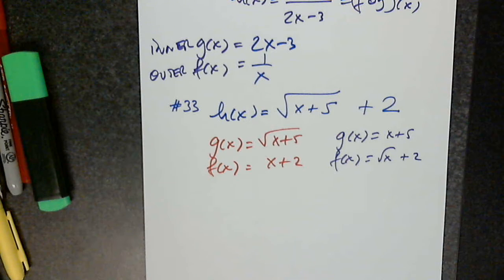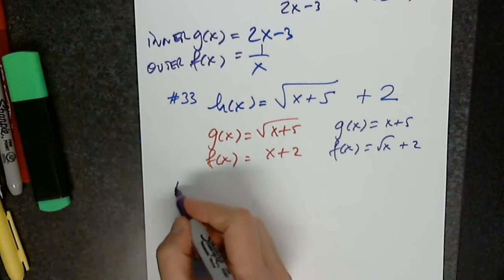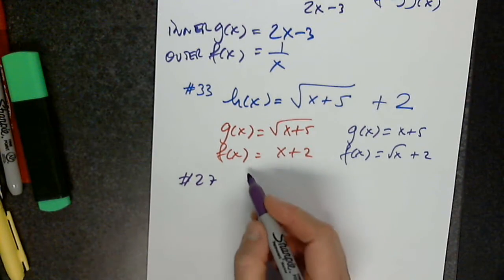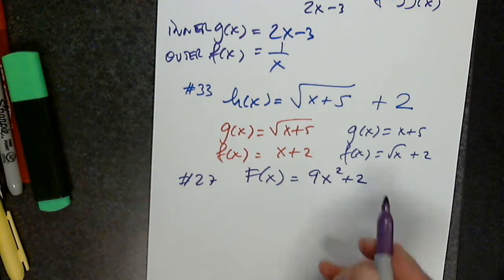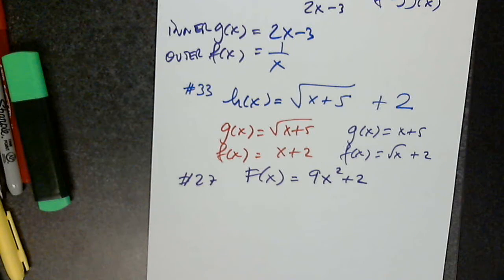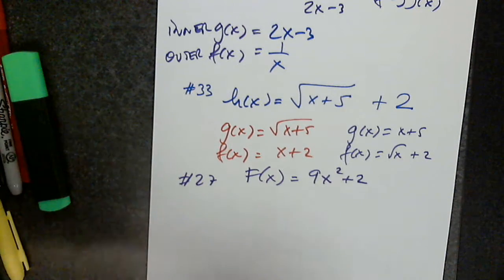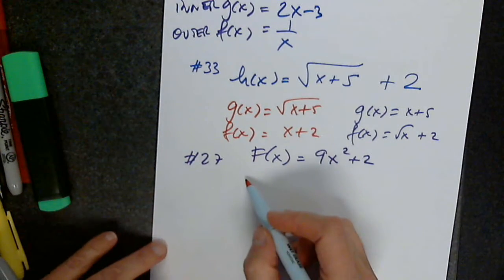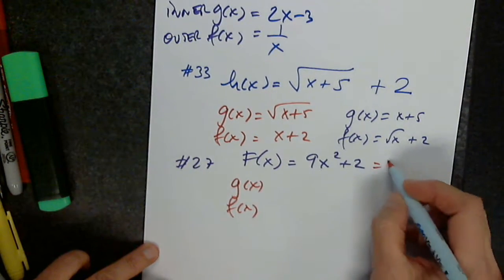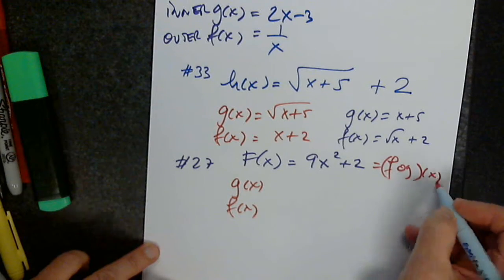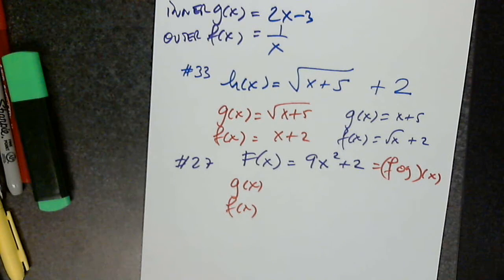Yes. You want to choose? Okay, I will choose then. Let's say 27. And we have uppercase f of x, which is 9x squared plus 2. I need an inner and an outer. Of course, there is more than one correct answer. So g of x is the inner, f of x is the outer, because I'm using f comp g. If you're using g comp f, then f will be your inner.